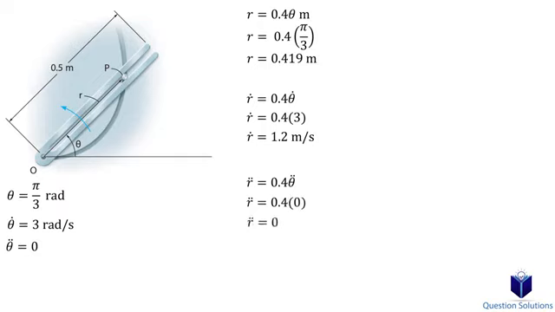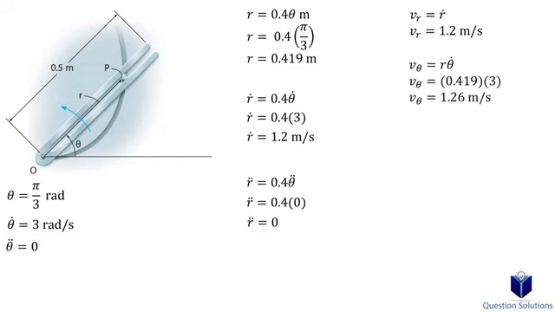Now that we have all the values, we can find the radial and transverse components. We will start with velocity. The radial component of velocity is found using this equation. Next, the transverse component of velocity is found using this equation. We're just plugging in values and solving.